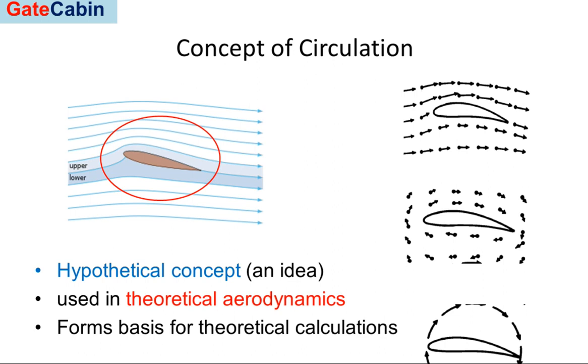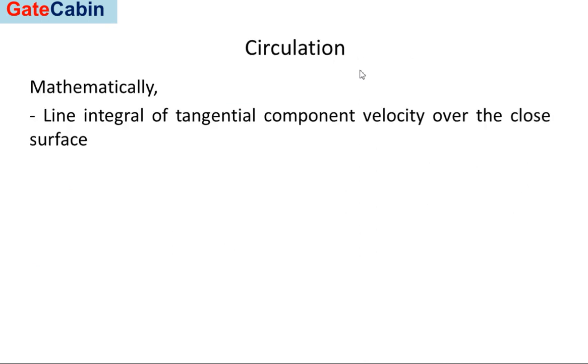In developing the concept of aerodynamics on paper, the idea of circulation is very widely used. It also forms one of the bases, or building blocks, of theoretical calculations when we say the term circulation. Then coming to the next very important thing: mathematically it is defined as the line integral of the tangential component of velocity over a closed surface.